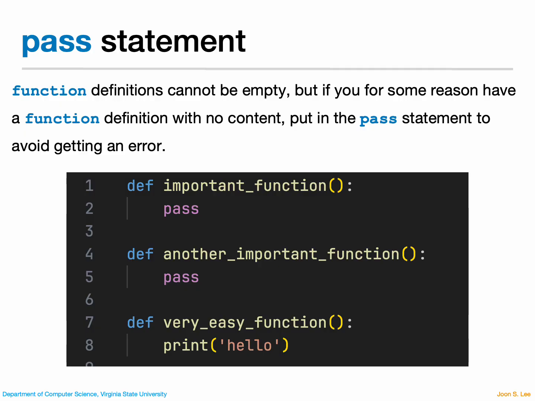On the other hand, the function VeryEasyFunction has an actual statement inside. It prints out the word hello. So the pass statement is just a way of saying, I'm leaving this function blank for now, but it's still valid Python code. It's especially useful when planning out your program structure before you've written all the details.